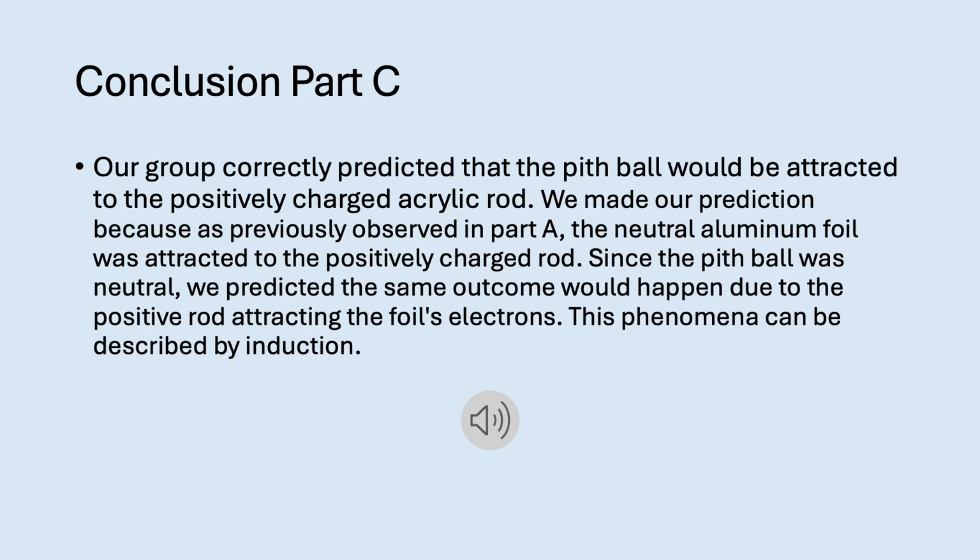Conclusion Part C. Our group correctly predicted that the pith ball would be attracted to the positively charged acrylic rod. We made our prediction because, as previously observed in Part A, the neutral aluminum foil was attracted to the positively charged rod. Since the pith ball was neutral, we predicted the same outcome would happen due to the positive rod attracting the foil's electrons. This phenomenon can be described by induction.